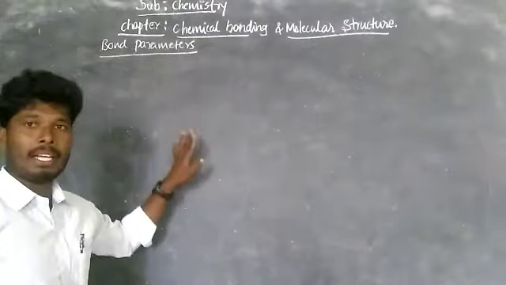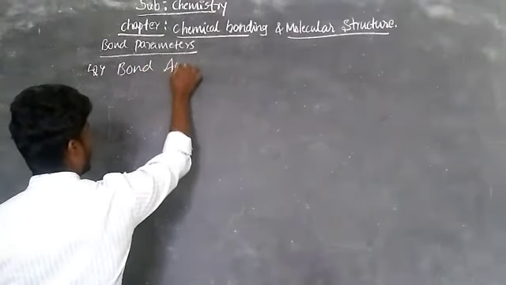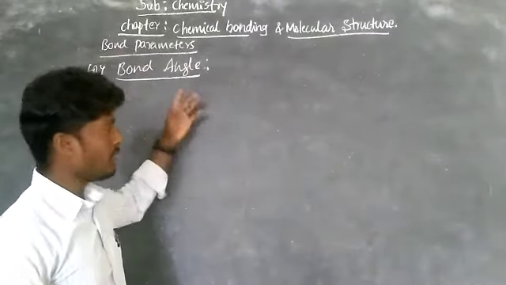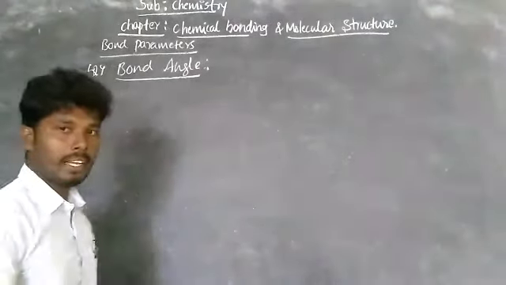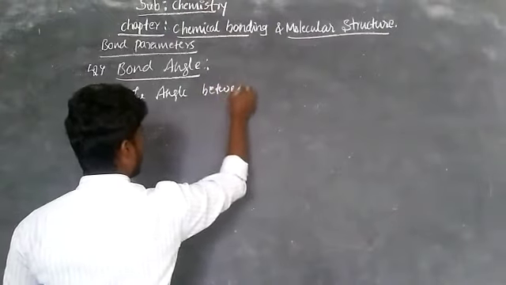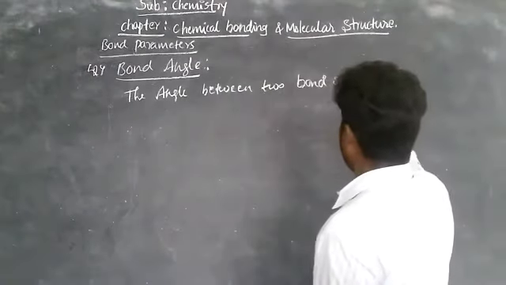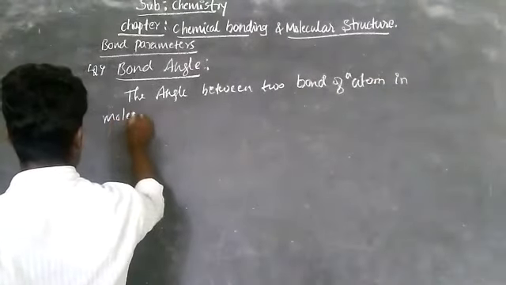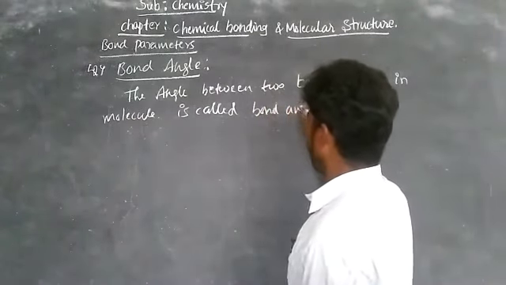The second bond parameter is bond angle. The bond angle is defined as the angle between two bonds of atoms in a molecule, and it is called the bond angle.